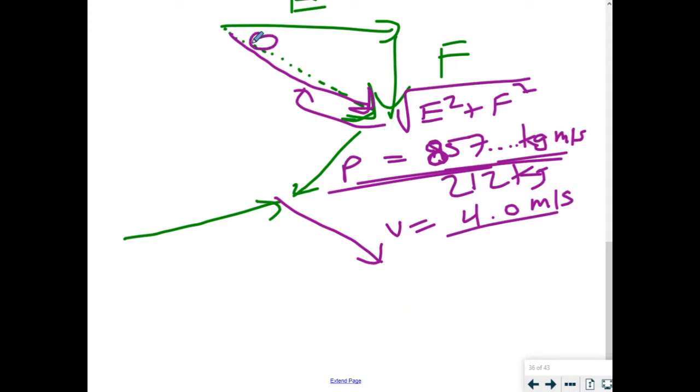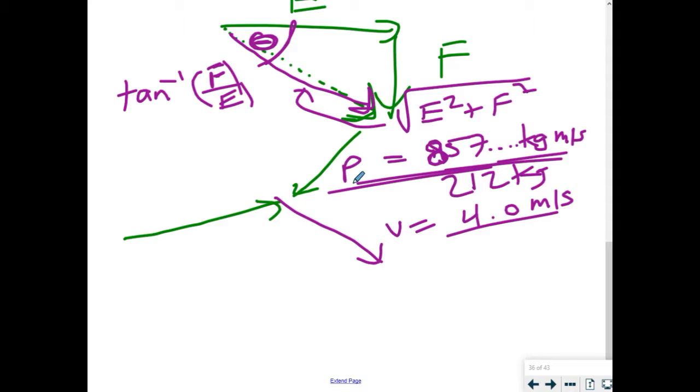We also may be asked to find this angle right here. If you're asked to find the angle, it's pretty straightforward. You just do the tan inverse of your opposite over your adjacent. So in this case, my opposite was side F, and my adjacent was side E. So if you do a tan inverse of F over E, you'll get this angle right here. That way you know what angle they were traveling at. So last step, inverse tan.